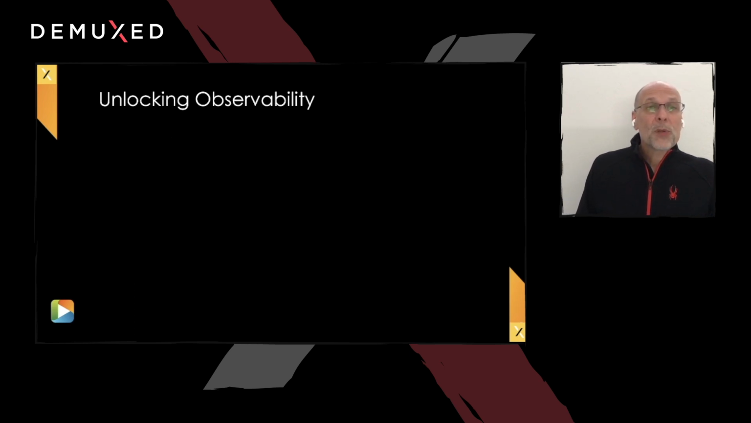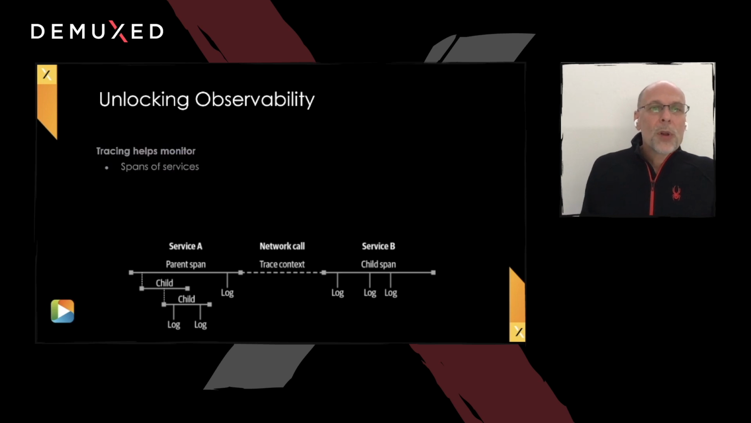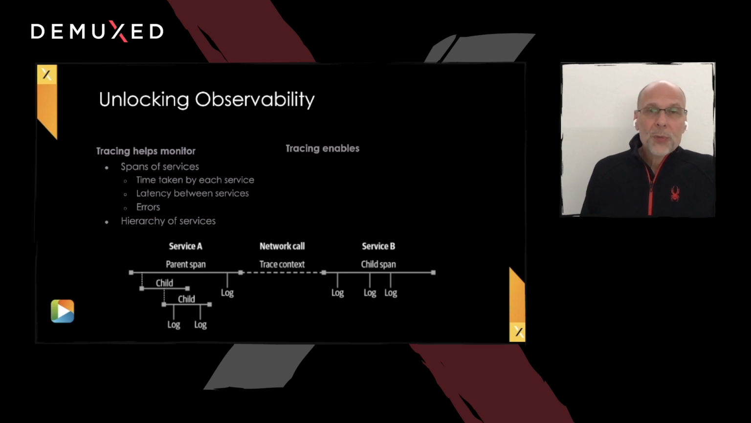In terms of tracing fundamentals, let's just level set here. Let's talk about how tracing unlocks that additional level of observability. One of the fundamental concepts in distributed request tracing is the idea of a span. And a span is essentially the time taken either within a service or even hotspotting around a function, or the time taken between services when external requests are made off-host to a remote service. Of course, you also want to be capturing the errors along the way, and more generally, you can get a sense of the hierarchy of your services.